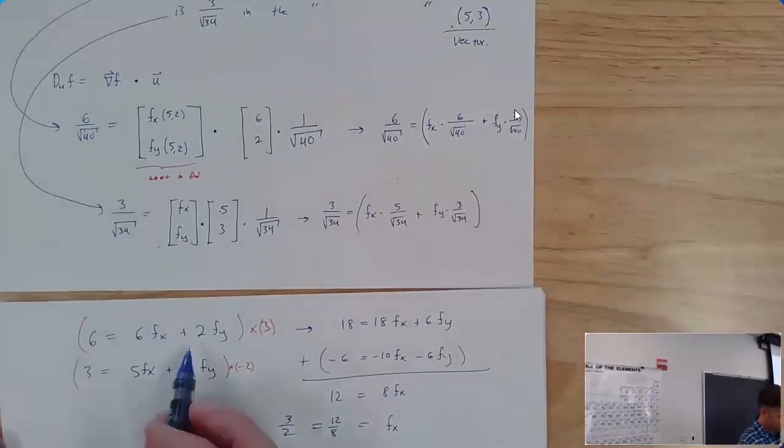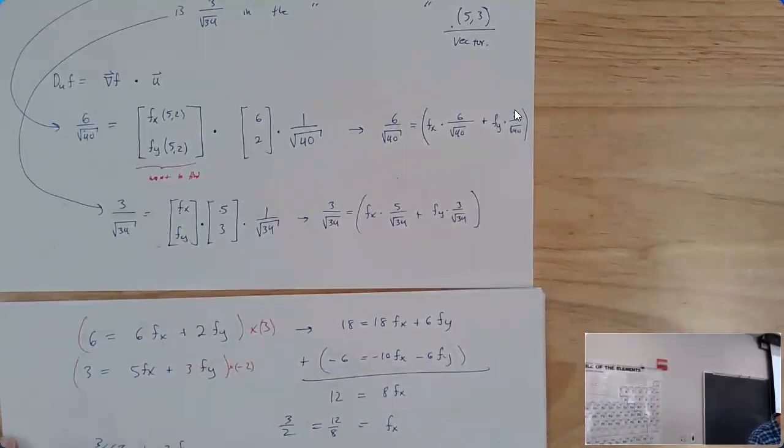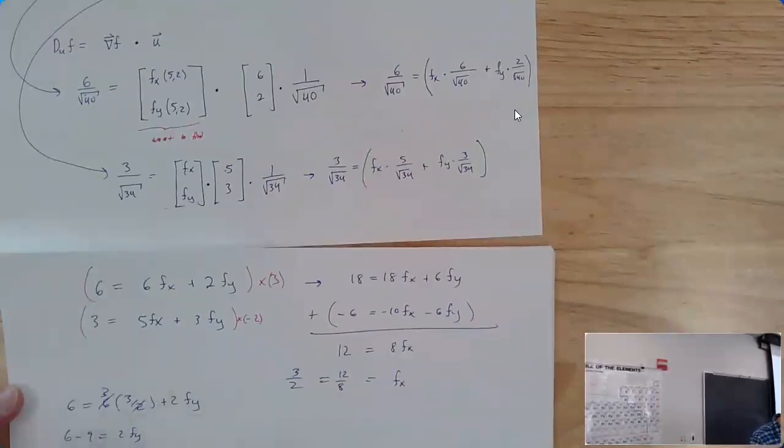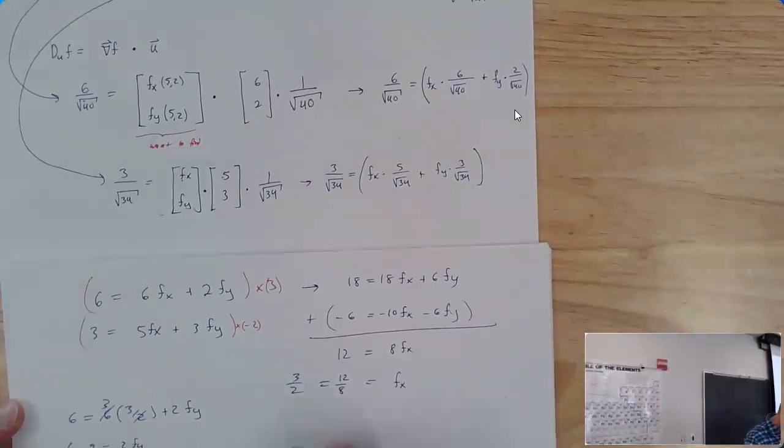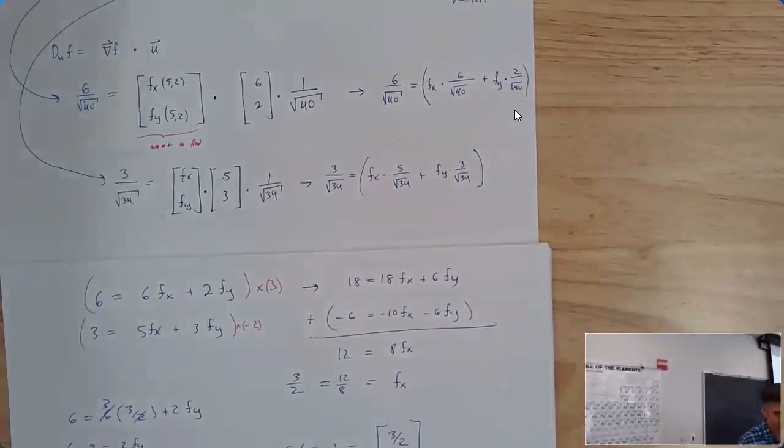And then I'll plug that back in. So plugging that back into the first one, you have 6 equal to 6 times 3/2 plus 2fy. So let's see, that's 9. So 6 minus 9 equals 2fy. So -3 divided by 2 equals fy. So our gradient at this point, according to this calculation, is the vector (3/2, -3/2). That's how you would answer that.